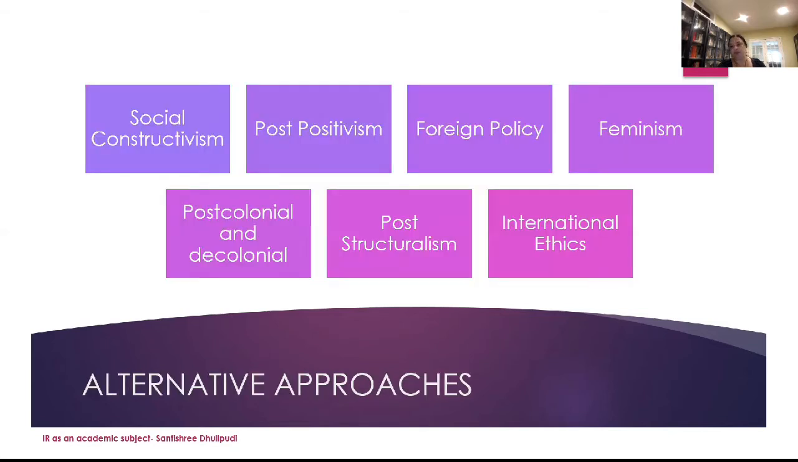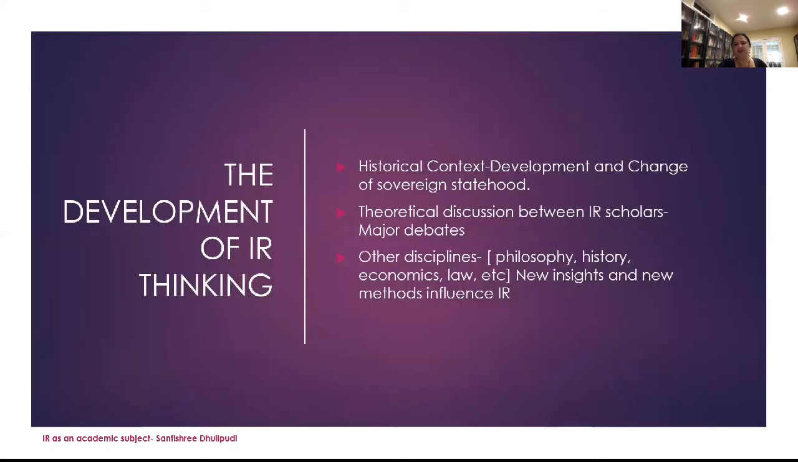And then what are the alternative approaches? Please understand, realism and liberalism, as well as Marxism, and international political economic theories have what are called the neo schools. We will also have to do those neo schools. With that, we have social constructivism, post-positivism, foreign policy, feminism, post-colonial and decolonial theories, post-structuralism, and international ethics. So this is the wide gambit where a lot of work has been taking place in international relations.